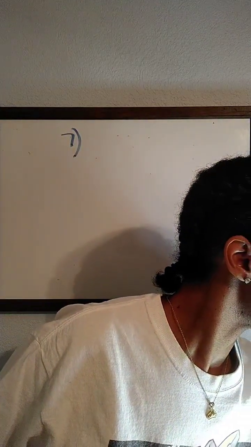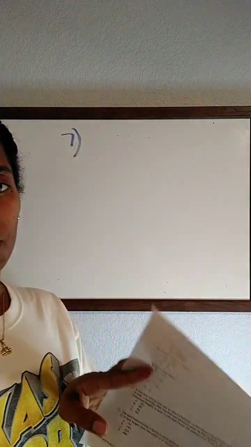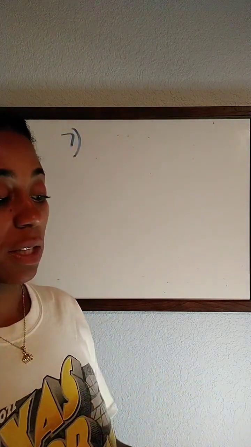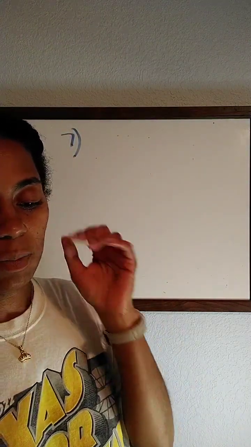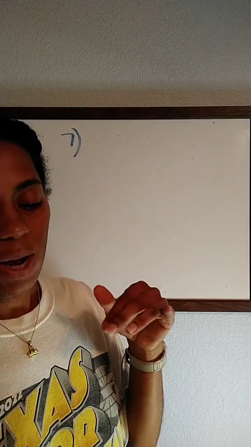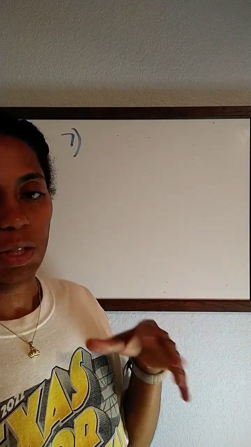Alright, so I'm doing number 7. This is the Lone Star review that we've been working on. We started working on this on Monday, I think. So question number 7 says, in the xy plane, what is the y-intercept of the graph of the equation y is equal to 2 times x plus 3 minus x plus 4?